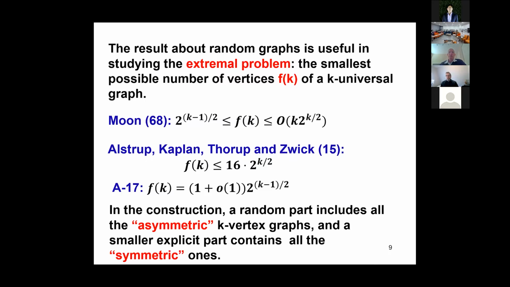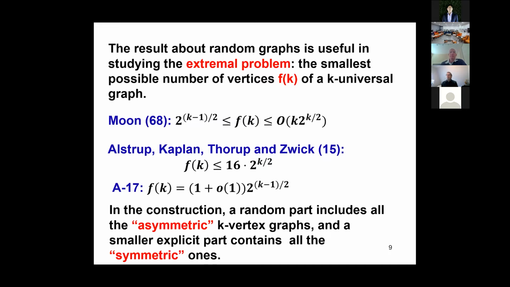Now, this random result is actually useful in studying the extremal problem. So what is the extremal problem here? We want to investigate the smallest possible number of vertices, f of k, of a k universal graph, a graph that contains every graph on k vertices as an induced subgraph. As I already mentioned, this was first considered by Moon already in the 60s, and he showed that f of k is at least 2 to the k minus 1 over 2. This follows by counting, and at most a constant k times 2 to the k over 2. This follows also from the random results that I told you, but he had some explicit construction.